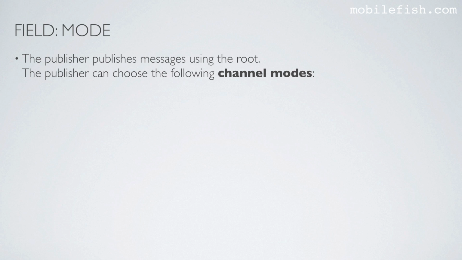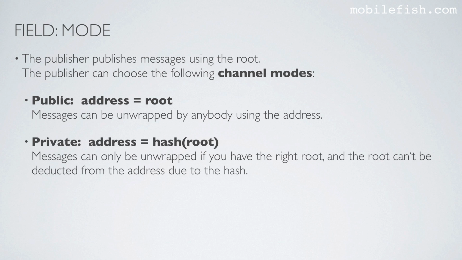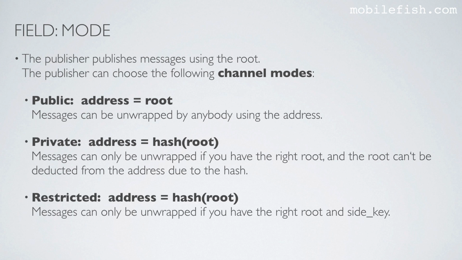The publisher publishes messages using the root. The publisher can choose the following channel modes. The public mode, where the address is the same as the root. Messages can be unwrapped by anybody using the address. The private mode, where the address is the hash of the root. Messages can only be unwrapped if you have the right root, and the root can't be deduced from the address due to the hash. And finally, the restricted mode, where the address is the hash of the root. Messages can only be unwrapped if you have the right root and the side key.